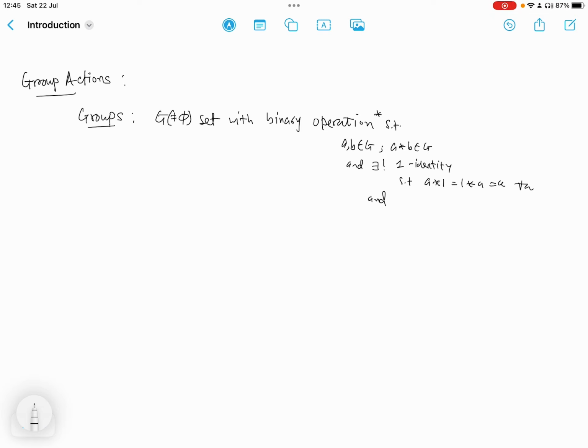And the associativity, of course, is that whether you put brackets in the first part or the second part, that really doesn't matter. And moreover, if A star B and B star A are the same for all A, B, then that group is called commutative or abelian.